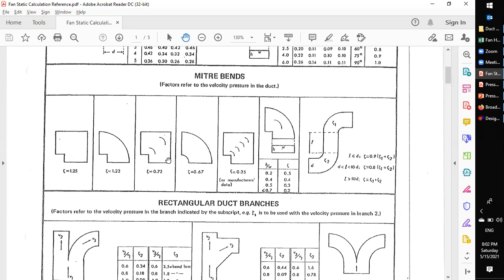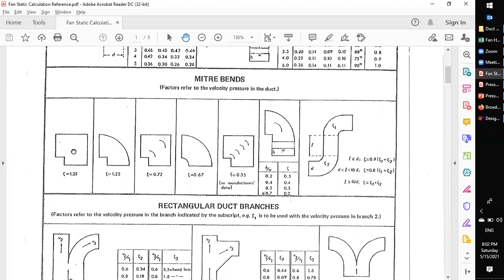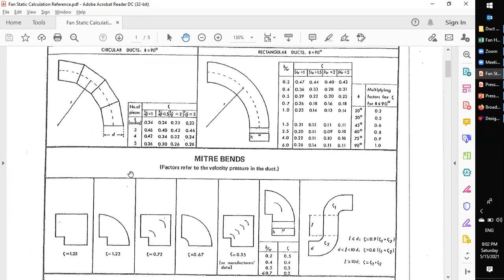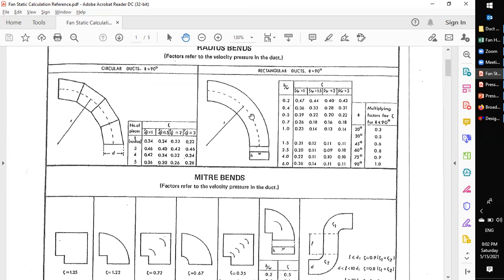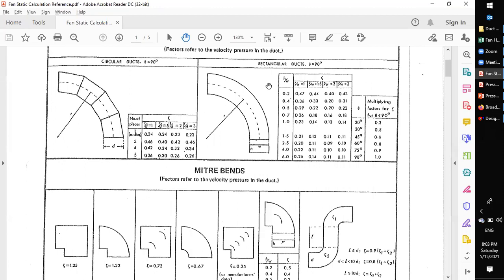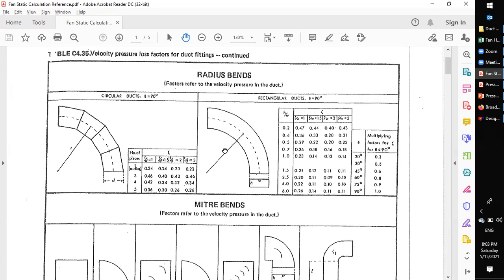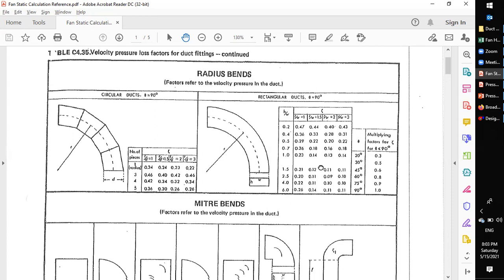For example, this square bend with vane diffusers or internal diffusers, this one also. Or this one is a square bend. It also gives you here, if you have a different angle. So if it's not 90, say 45 degree, there you go. 45 degree is 0.6 times this one. So this is your guide if you're not using 90 degree, if you're using different angles.